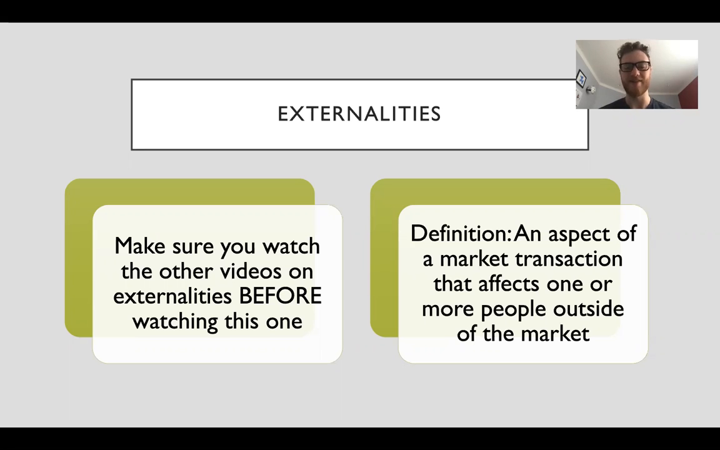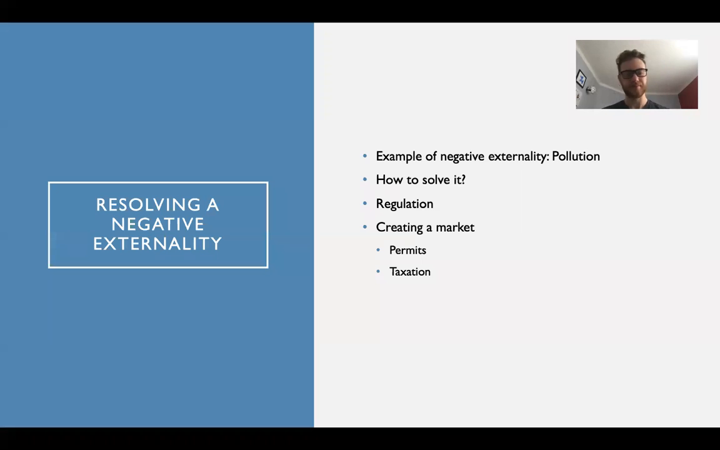But a quick reminder, the definition of an externality is an aspect of a market transaction that affects one or more people outside of the market. Resolving a negative externality. An example of a negative externality is pollution. Now, how do we solve it? We can regulate it, or we can create a market for it and put out permits or taxation.